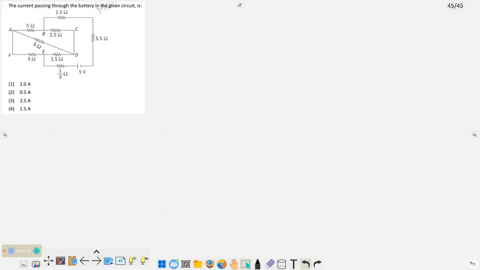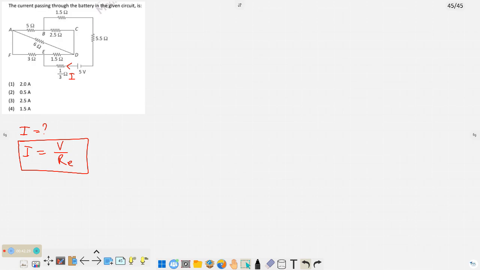Last question of this one, this is related to current electricity. They have given a circuit diagram, and they are asking to find the current passing through the battery. This is a battery of 5 volts. They are asking to find the total current in the circuit. So current I is equal to, according to Ohm's law, V by R. In this case, we do not have one resistor, we have a number of resistors. So we have to find the effective resistance of the circuit. That is important for us.